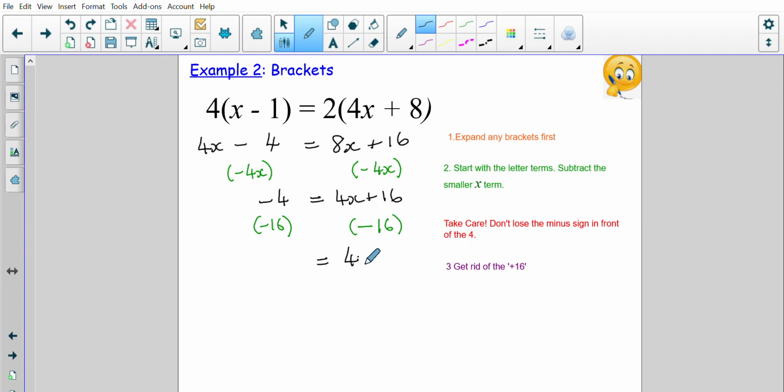So on the right hand side, I've got rid of that plus 16. Minus 4 minus 16, again think your number line, that's going to give us minus 20. And finally, we're going to divide by 4, which gives me x on the right hand side. Minus 20 divided by 4, and minus divided by plus is a minus. 20 divided by 4 is 5, so I'm left with x equals minus 5.